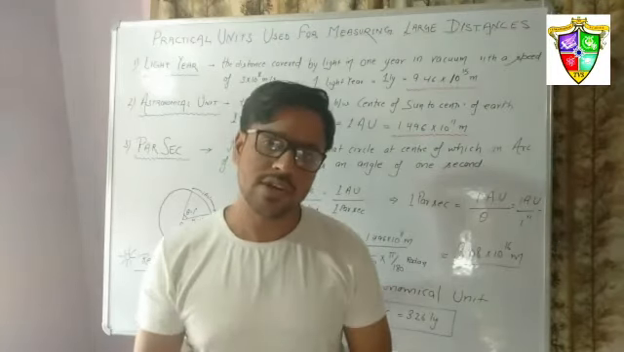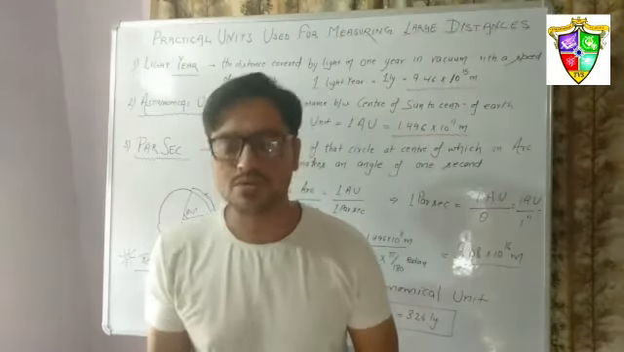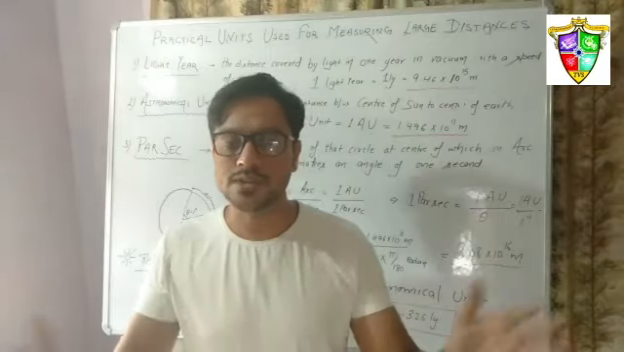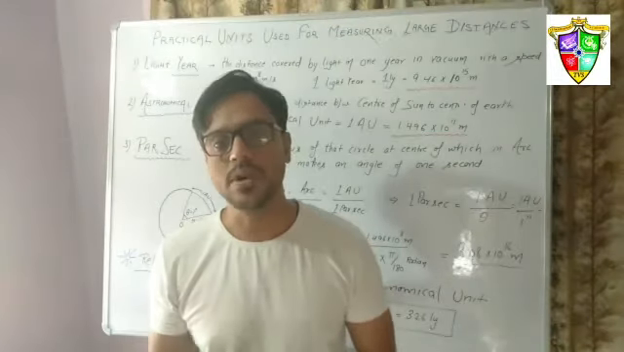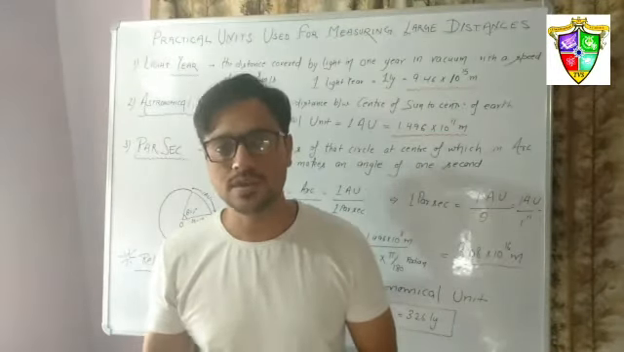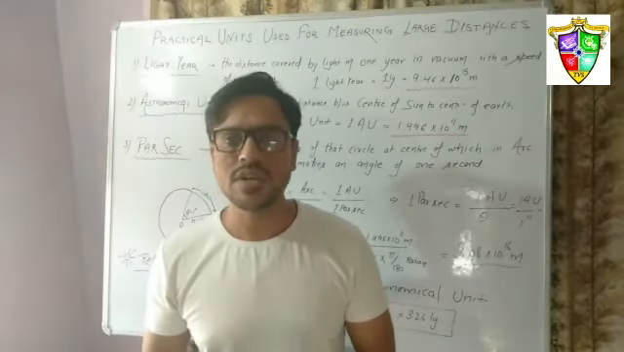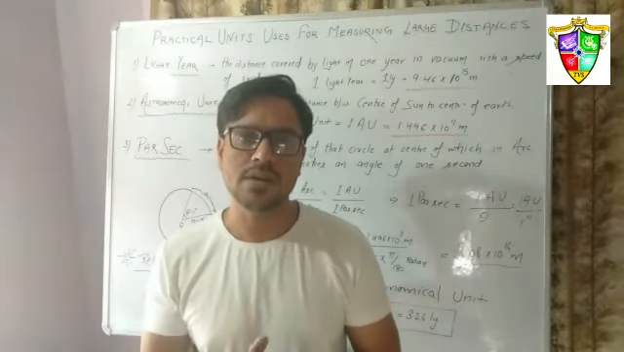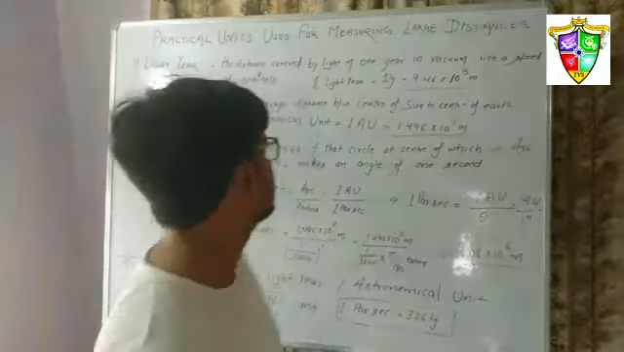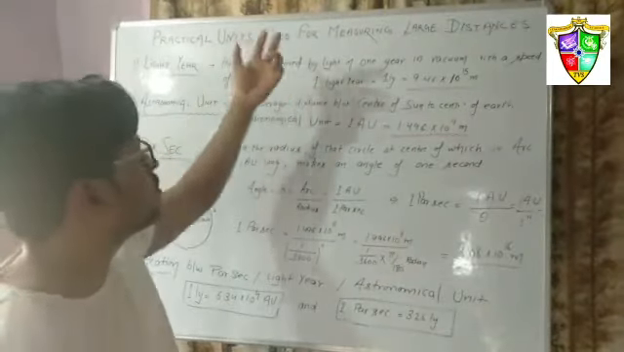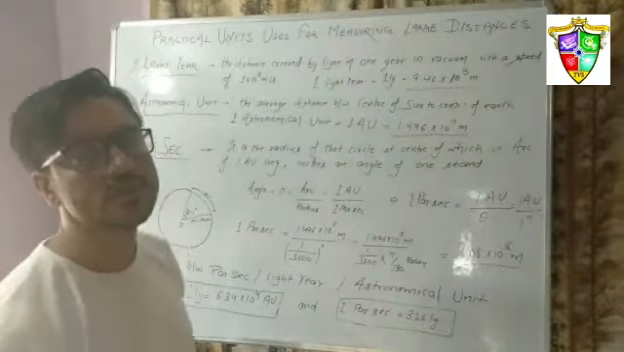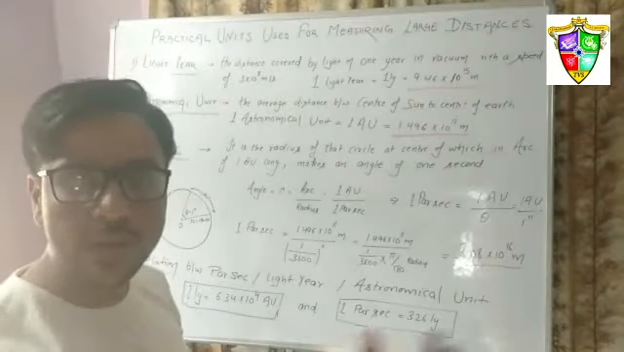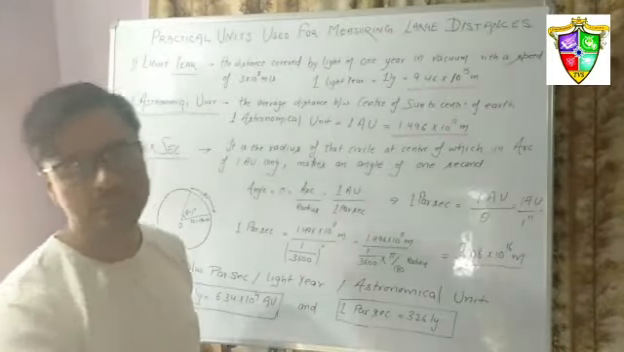So students, if we are supposed to calculate distance between two astronomical bodies or two heavenly bodies, then these units are small. So we will now discuss about practical units of large distances. Practical units used for measuring large distances means distance between two planets, distance between two stars, etc.